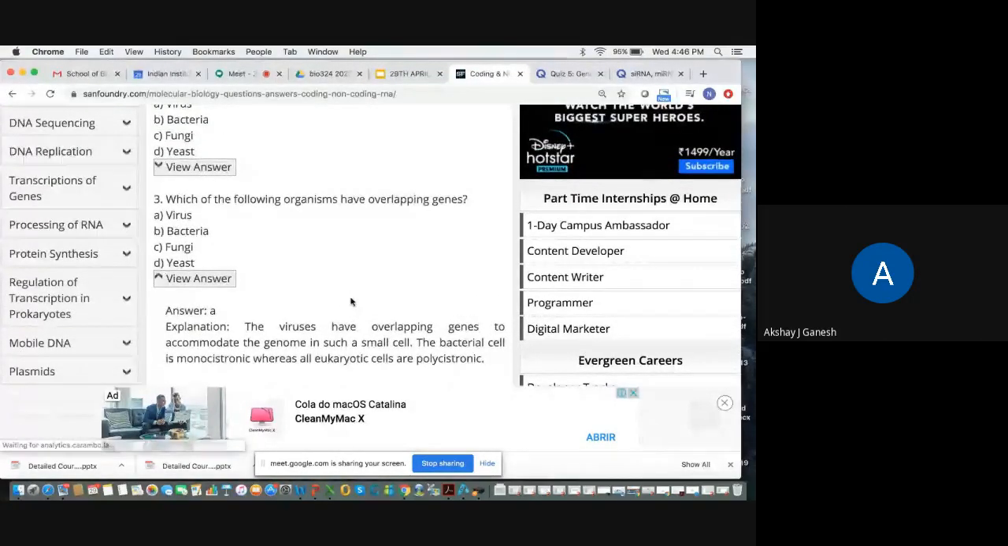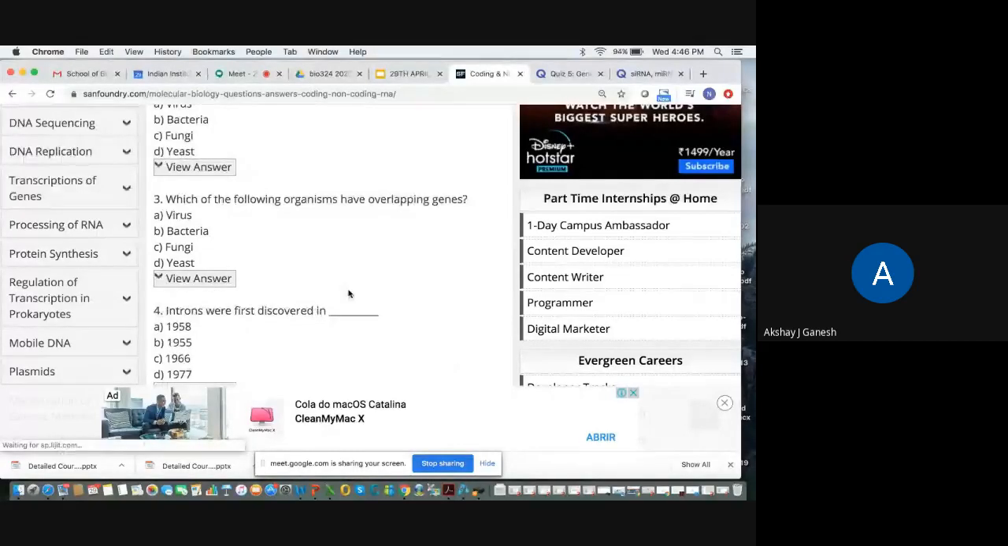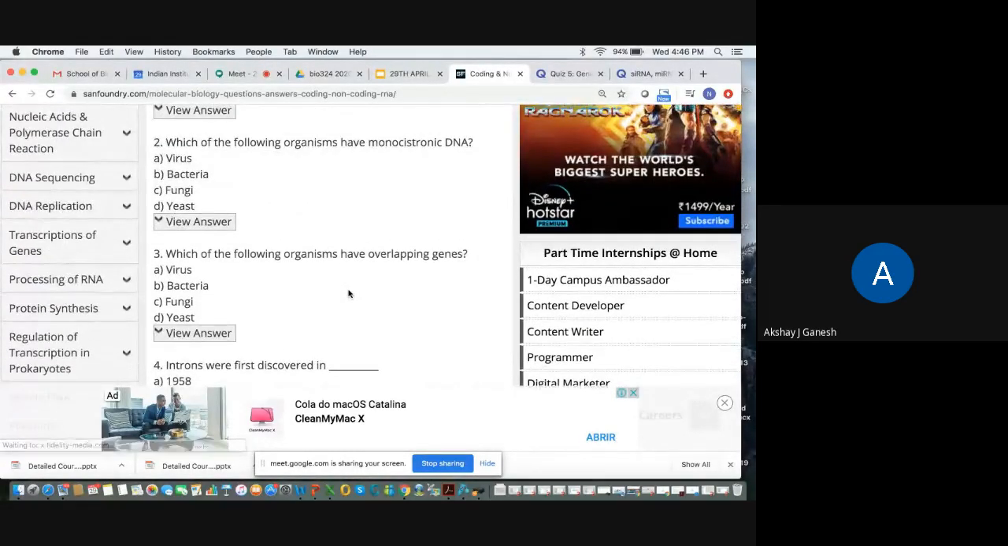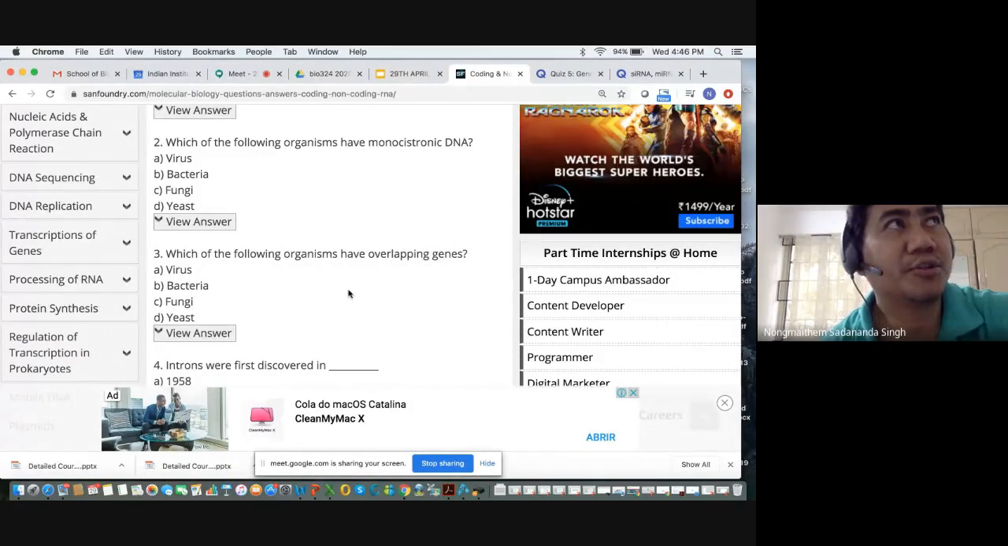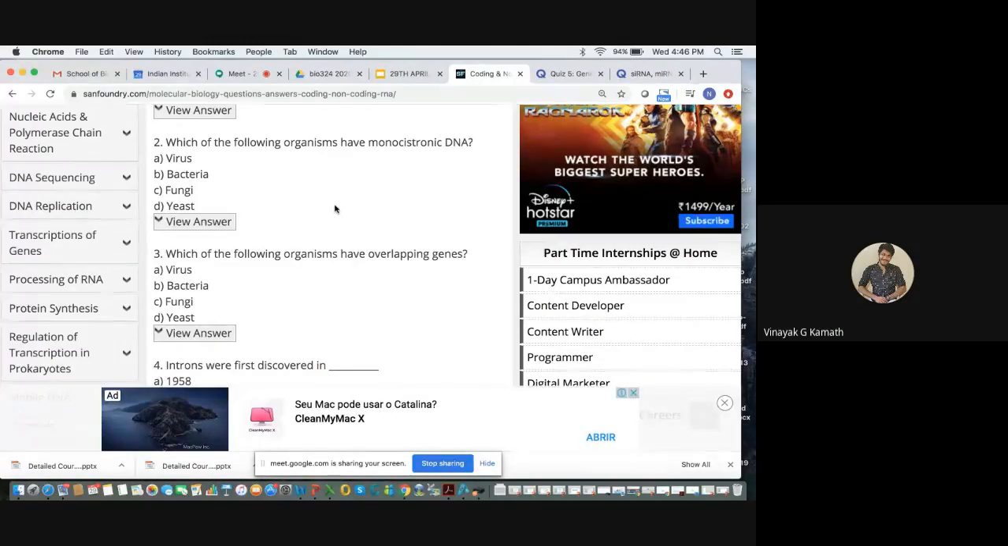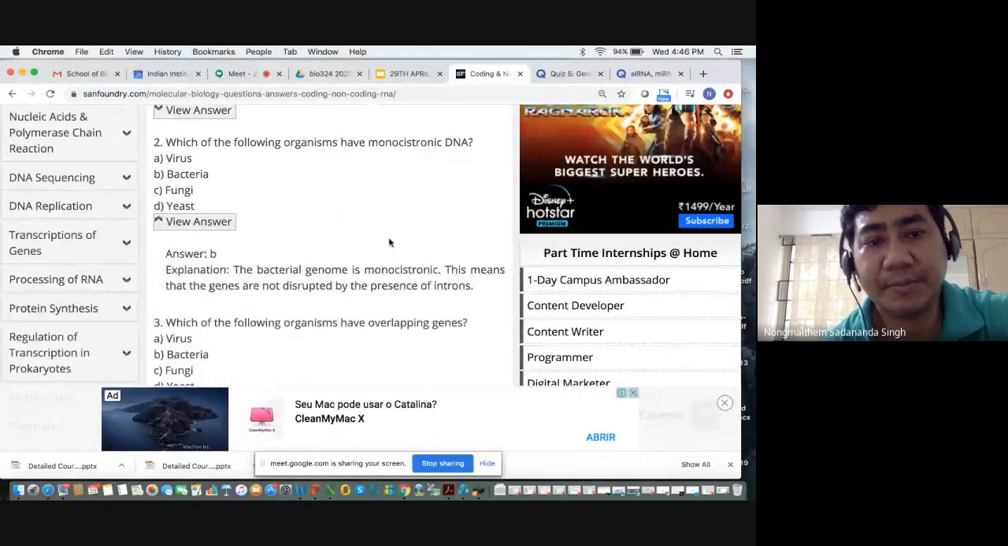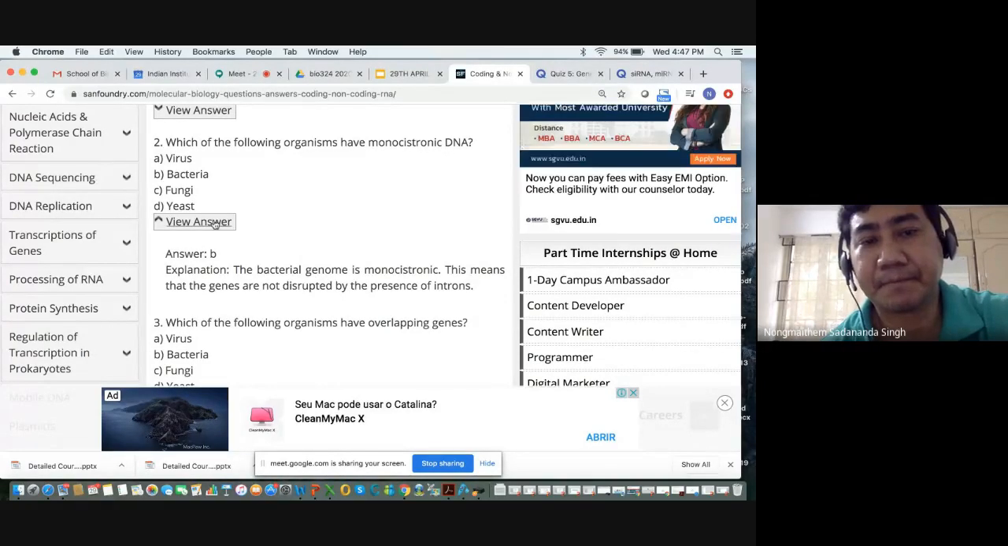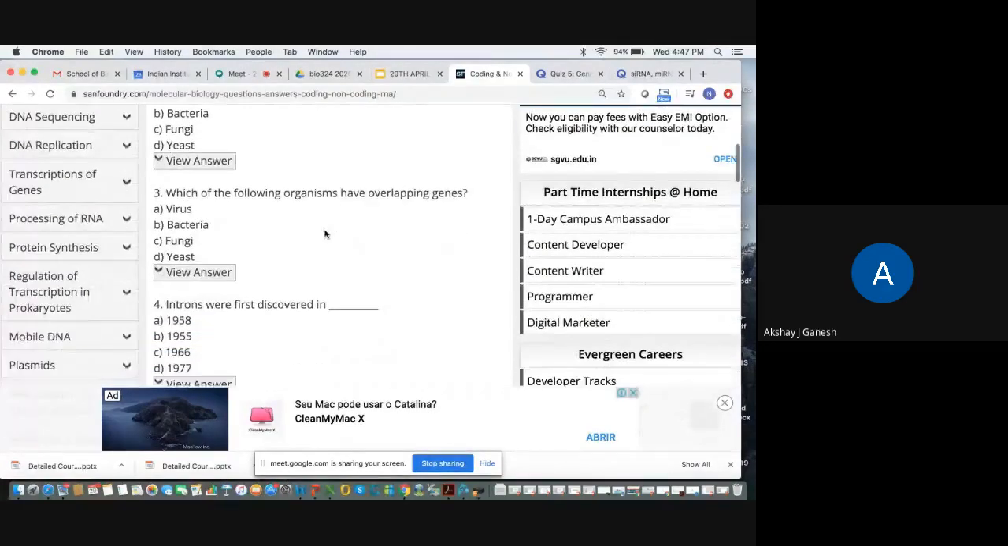Regarding the monocistronic, isn't it eukaryotes that have monocistronic? Don't bacteria have polycistronic genes, if I remember right? Could you check? Monocistronic means only exons, right? Only cistrons. It's only bacteria, no? Yeah, this means the genes are not disrupted by the presence of introns. Okay, B, bacteria. All right.